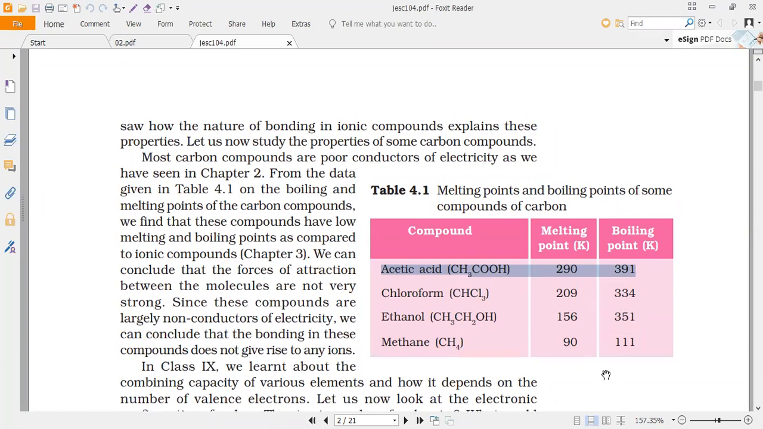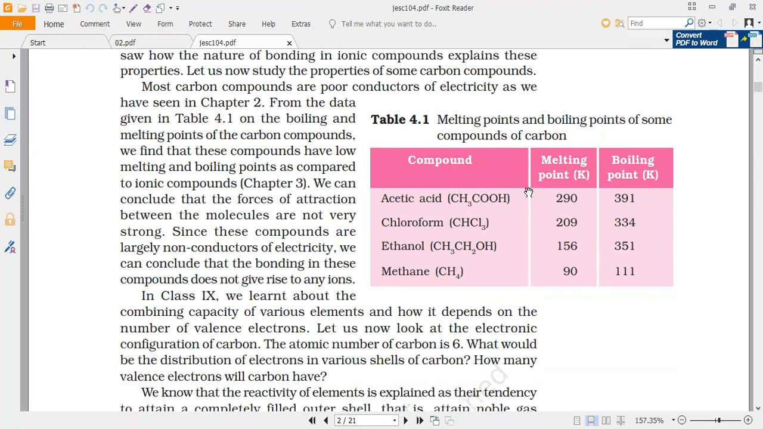Because they do not consist of ions. They form only by sharing of electrons. So based upon these melting points and boiling points, in the exam they will ask you the question: what is the compound based upon the melting point? This tabular column is one of the most important ones, which all of you should learn.